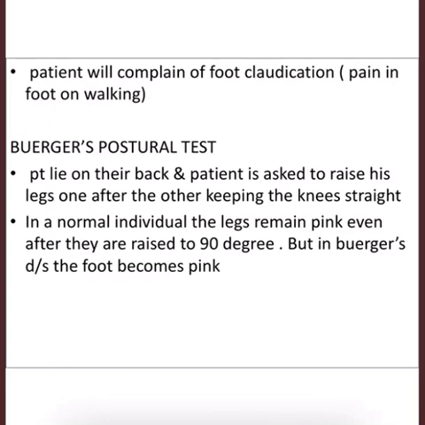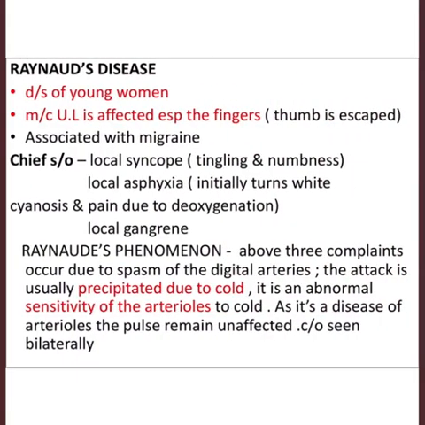Buerger's postural test. In this, the patient lies on their back on the bed, and is asked to raise the legs one after the other, keeping the knee straight. In a normal individual the leg remains pink even after 90 degrees, but in Buerger's disease, the foot becomes pale, not pink. It becomes pale. If it becomes pale after 30 degrees, it's a severe disease.